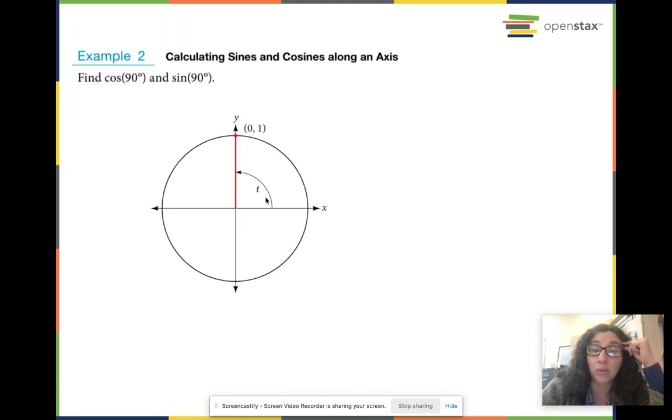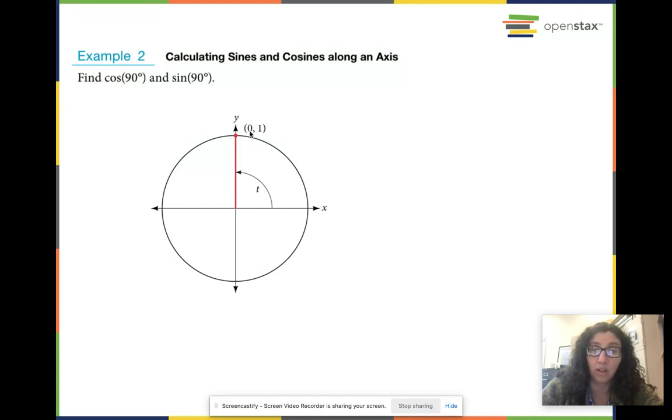What about in this case? What if our t is 90 degrees? Well, let's think, where does this terminal side intersect the unit circle? Well, right here, and that point is, the x value is 0 and the y value is 1, right? This is a circle, it has radius 1. This is going to be (0, 1).